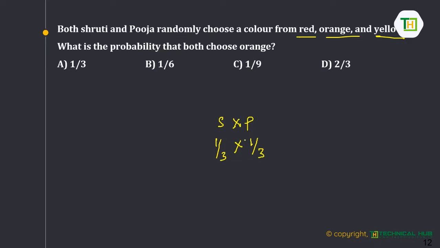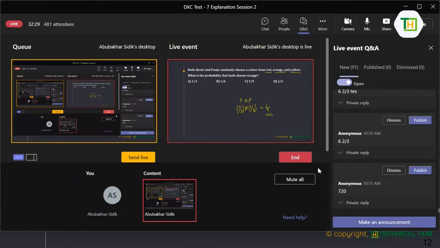Since both of them have to pick a color, I have to multiply them. Okay. The probability of picking an orange color from 3 colors is 1 by 3. And the same 1 by 3 is for Pooja and Shruti. So 1 by 3 into 1 by 3, it should be 1 by 9. So there are 3 colors. Out of those 3 colors, I have to pick one. That is, the probability is 1 by 3. The chance of getting that color is 1 by 3. So 1 by 3 into 1 by 3 is equal to 1 by 9. Okay. So moving on to the next one.